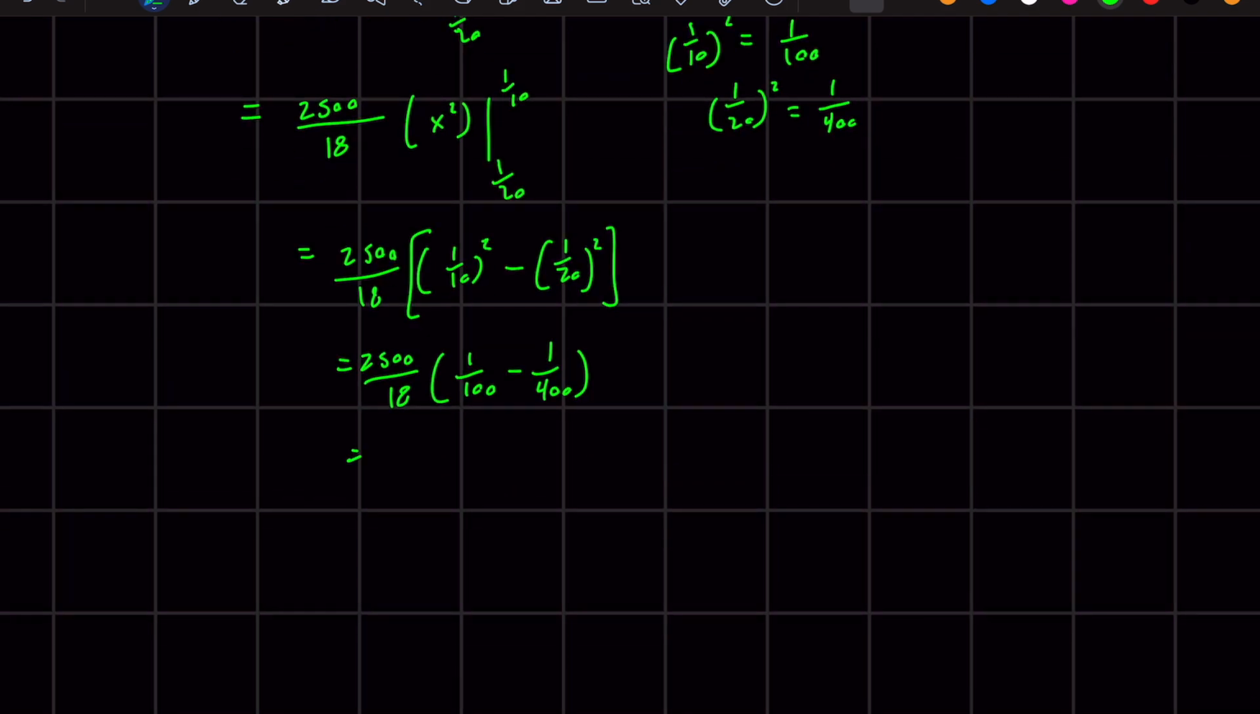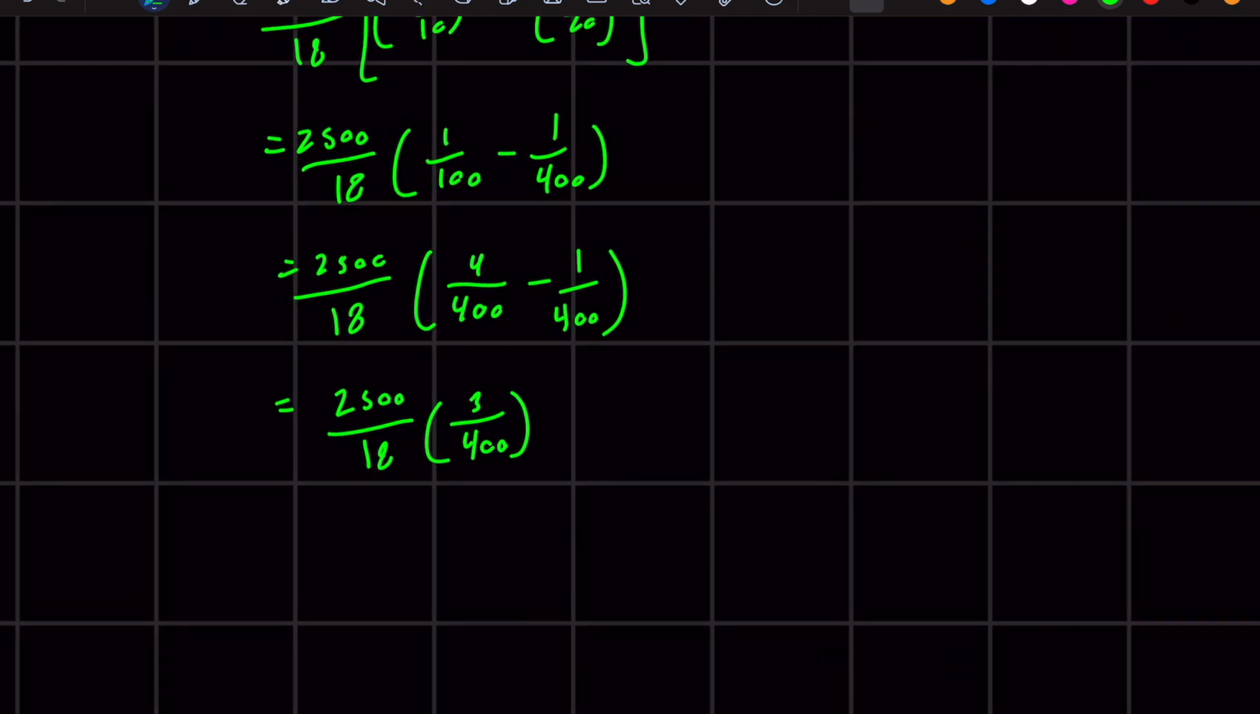Now to combine that, we're going to do 2,500 over 18 of, I'm going to multiply the top and the bottom by 4, so we have the same denominator. So we have 4 over 400 minus 1 over 400. So we get 2,500 over 18 times 3 over 400. And now from here, just simplification. So this 3 right here goes into 18 6 times. That turns to a 6, turns to a 1.